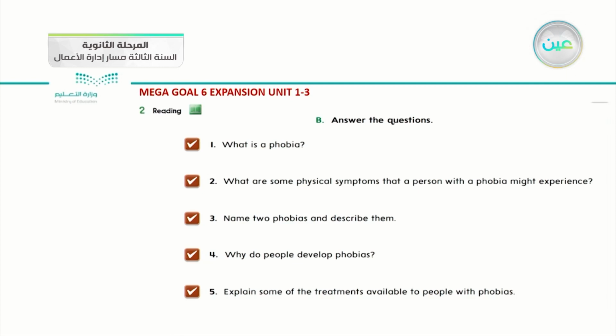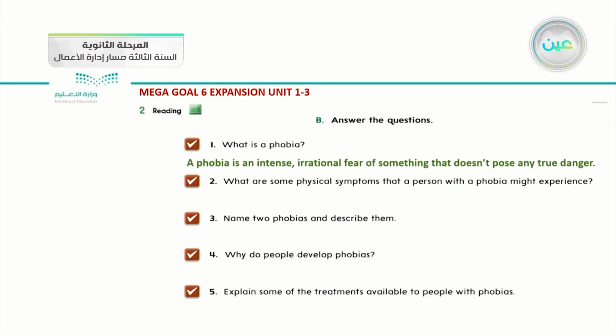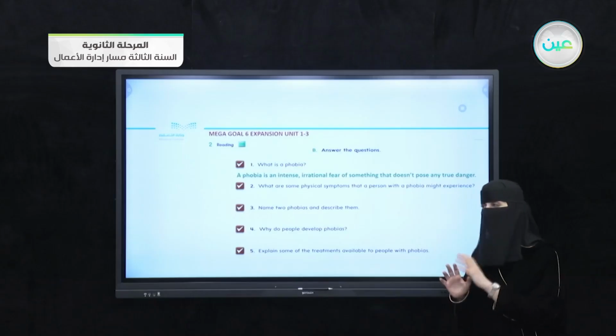Look at these questions. Number one, what is a phobia? We mentioned it yesterday. That is something that makes you nervous. Or we can answer in this way: a phobia is an intense or irrational fear of something that doesn't pose any true danger. That is the exact definition of a phobia.